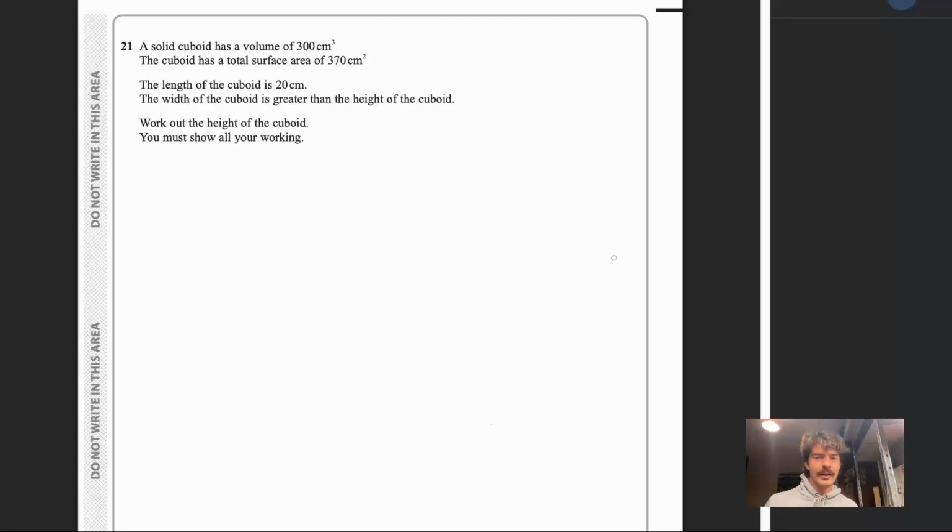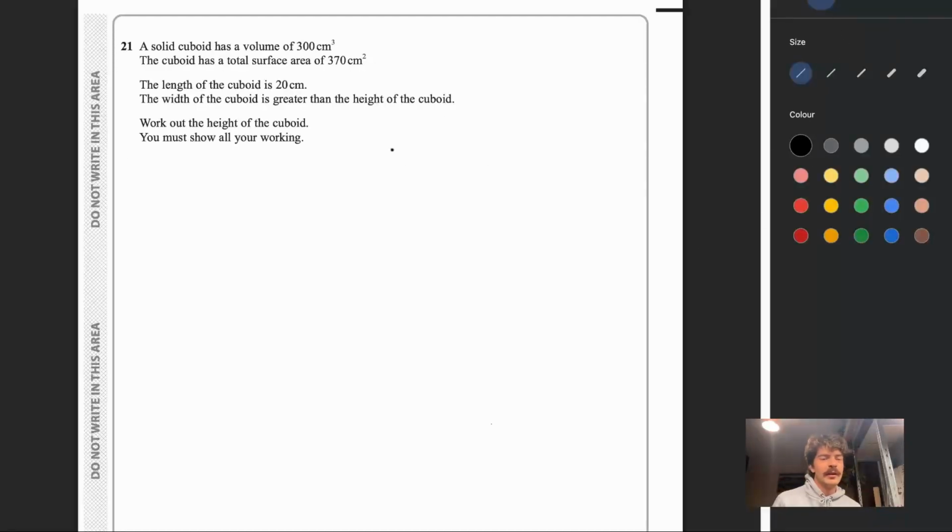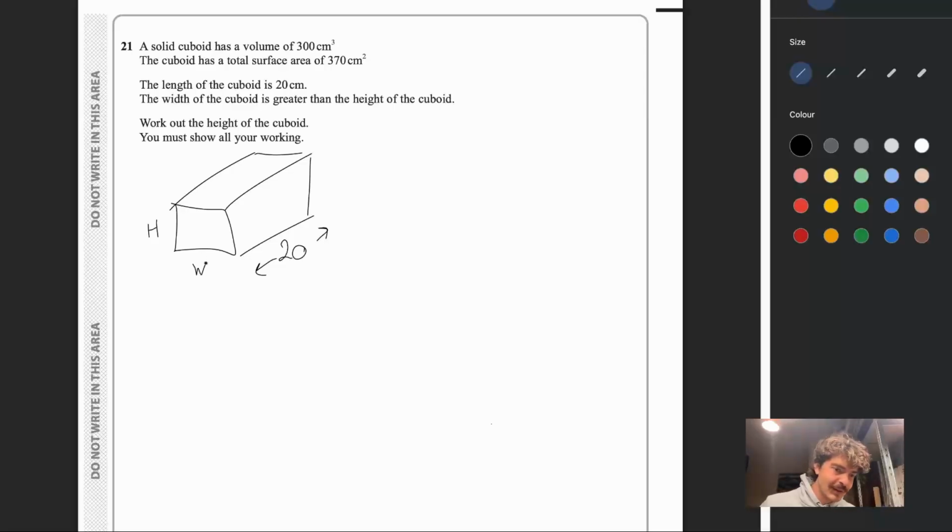Okay, now on to question 21. A solid cuboid has a volume of 300 centimeters cubed, and the cuboid has a total surface area of 370. And the length of the cuboid is 20 centimeters. I'd definitely suggest that this is one of those questions where you want that diagram. So I'd say that this is our length, 20, going this way. And then we're going to have some height and, what are we using? Height and width. Okay, cool.